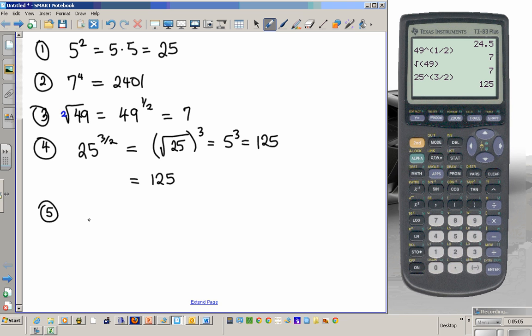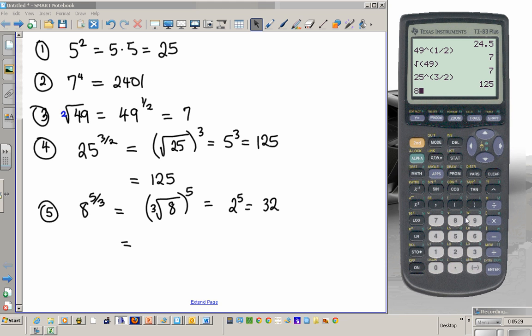Alright, let's try one last example, number 5. Let's say we wanted to compute 8 to the 5/3. This is basically the cube root of 8 raised to the 5th power. Remember, the denominator is the root of the numerator's power, so it's going to be 2 to the 5th, which is 32. Let's do this with a calculator. It's going to be 8 raised to the parenthesis 5 divided by 3. Close that. Enter. The answer is 32. You see that our answer works out perfectly.